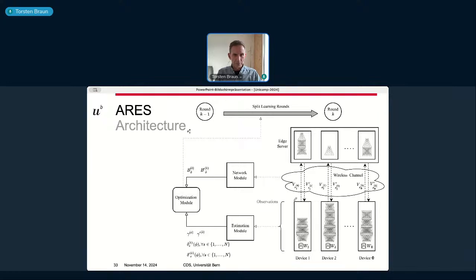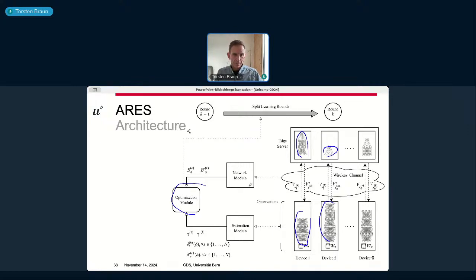So this is a graphical representation of the system, where you see again that on this device we have fewer layers than on this device, and more layers are now processed on the edge server than, for example, in this case. And again, you see here we have an optimization module. I don't discuss the algorithms. If you are interested, you might have a look at the papers to understand the optimization algorithms.